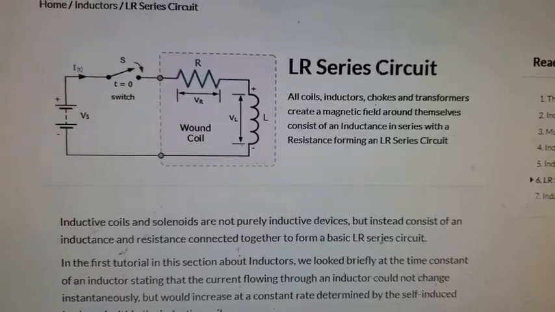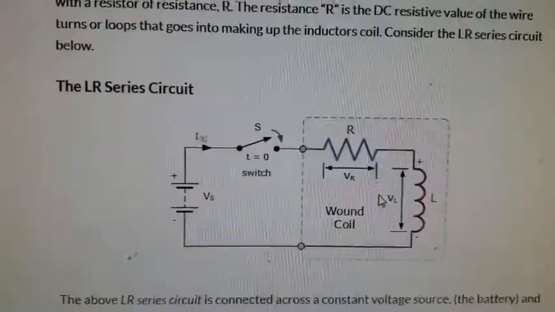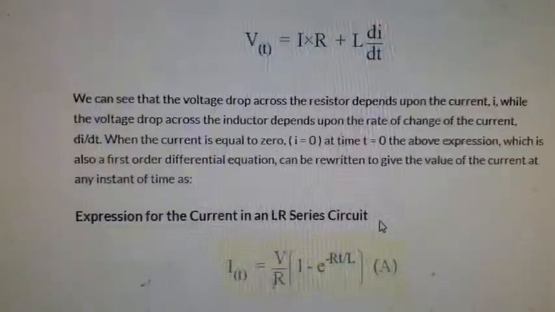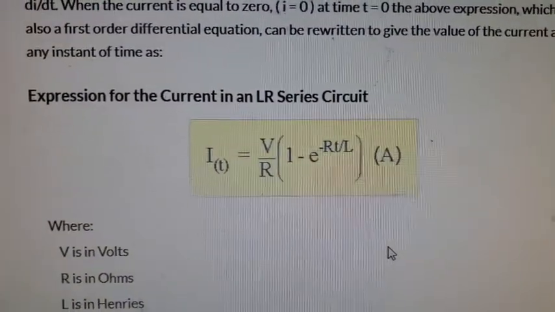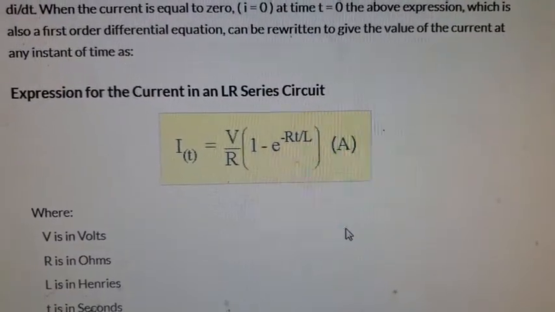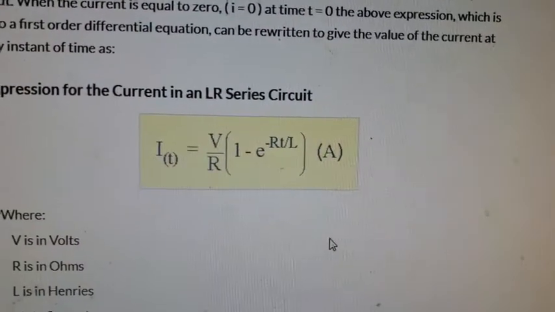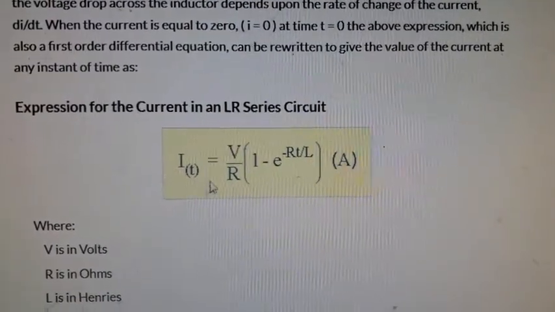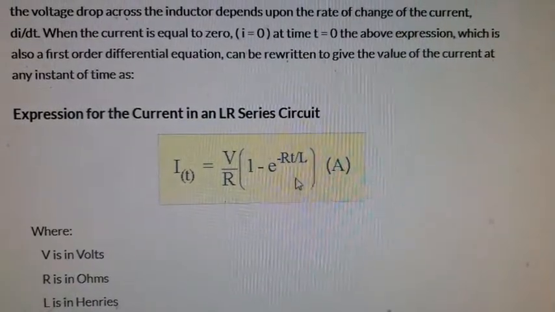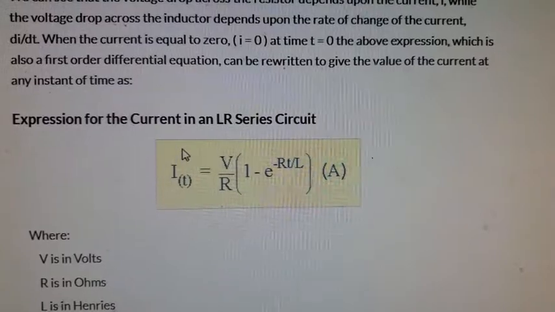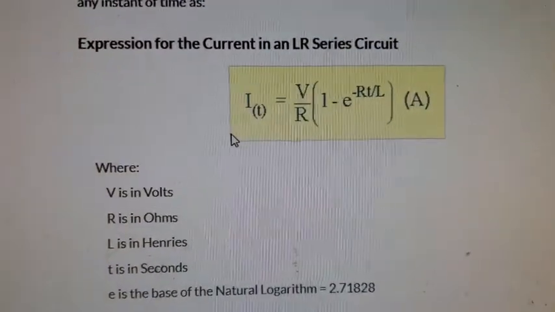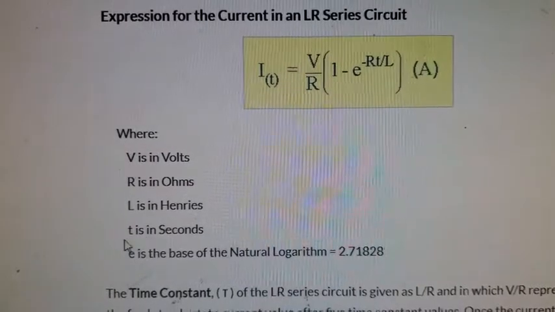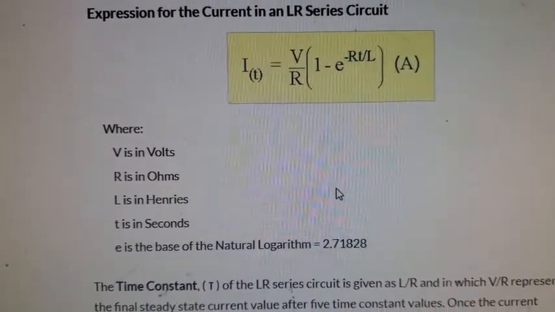So if we go back to our LR series circuit, the first thing they're talking about, well, maybe not the first thing. Well, okay, here it is. It was in an earlier chapter that they were talking about what I was going to get to. So this is the expression for what the amp flow is at any time for a given inductor as a function of the voltage, the straight line DC resistance, the inductance, and the time. So here you have a specific time. Here you get an amp flow out where V is in volts, R is in ohms, that's the straight line DC resistance, L is in henries, the inductance of the coil, T is in seconds, E is the natural log.